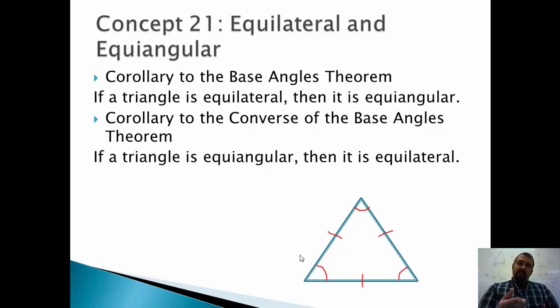The corollary here just says if a triangle is equilateral, then it has to be equiangular. If I have three sides being congruent, then the three angles have to be. And the corollary to the converse of the base angles theorem says if I have it being equiangular, it has to be equilateral. So this goes either way. If it's one or the other, like equilateral or equiangular, then it also has to be the other.